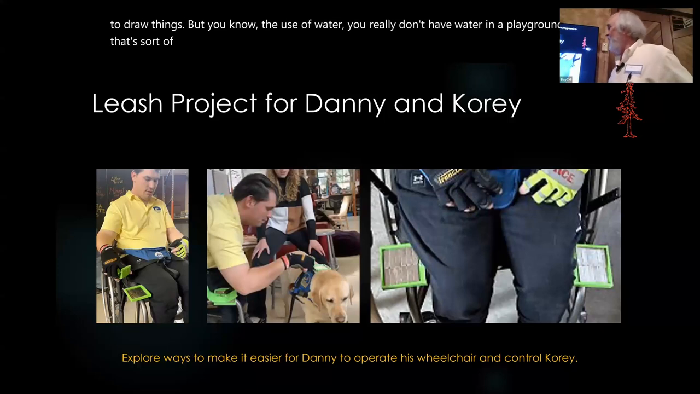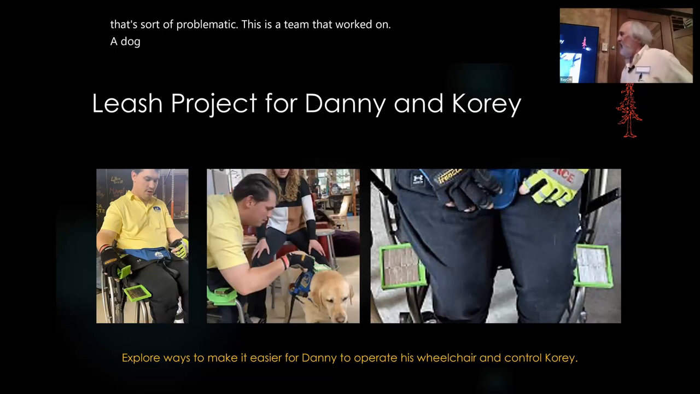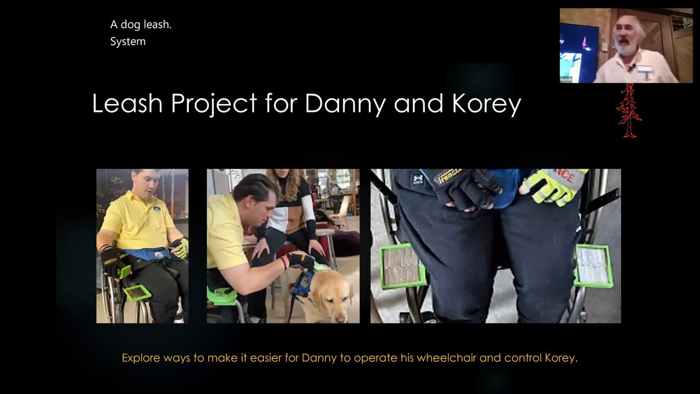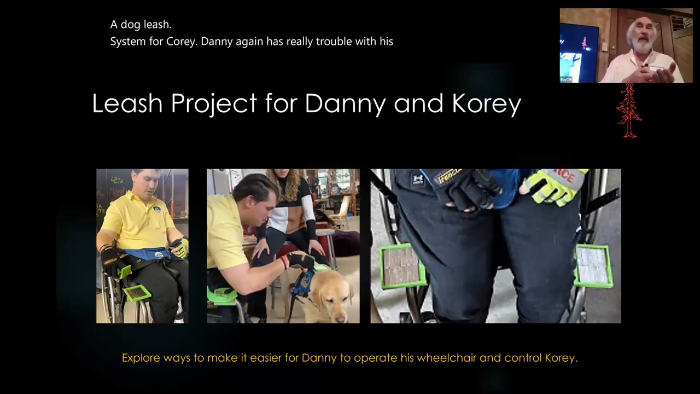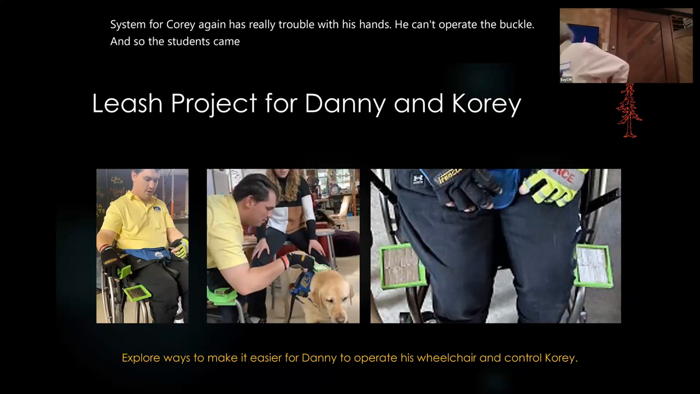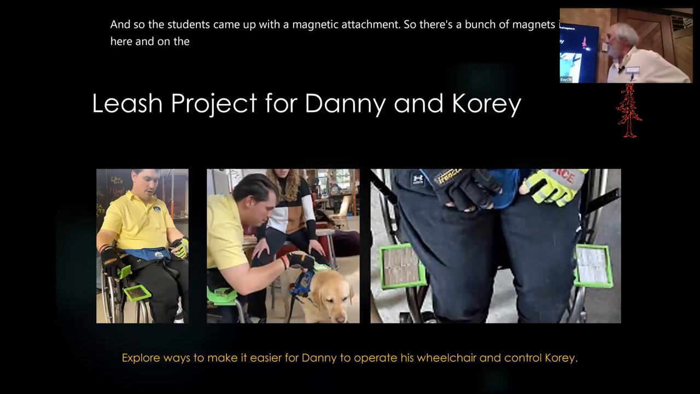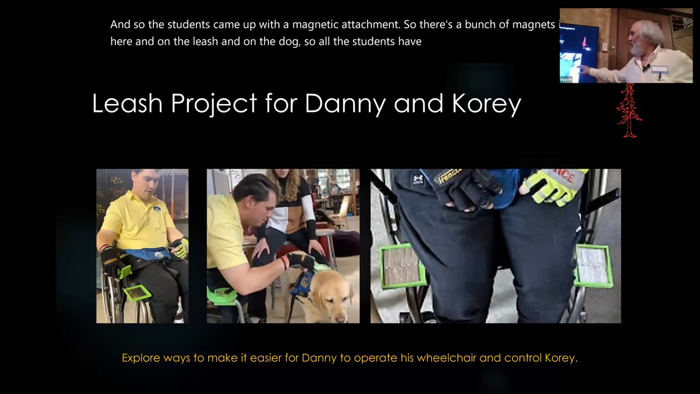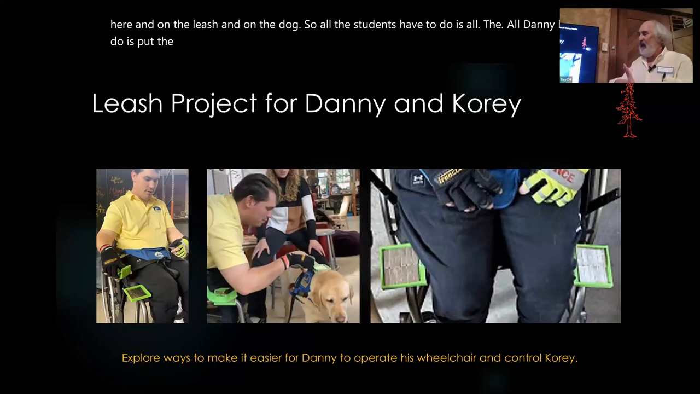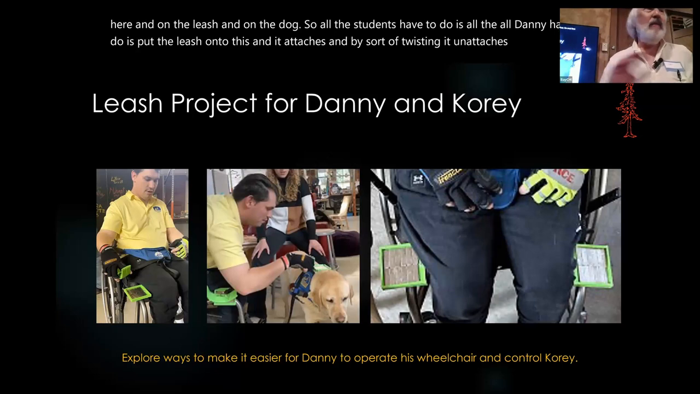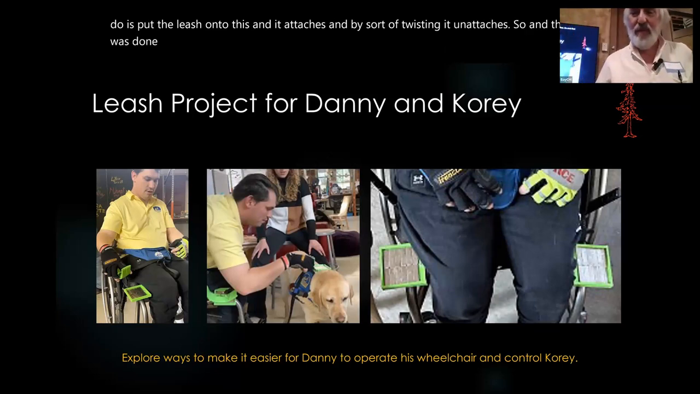This is a team that worked on a dog leash system for Corey. Danny, again, has real trouble with his hands. He can't operate the buckle, so the students came up with a magnetic attachment. There's a bunch of magnets in here and on the leash and on the dog. All Danny has to do is put the leash onto this, and then it attaches. By twisting it, it unattaches. And that was done by a team of students with no engineering background at all, but they were able to do it.